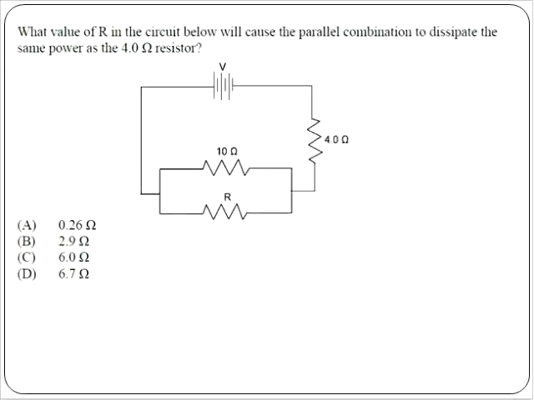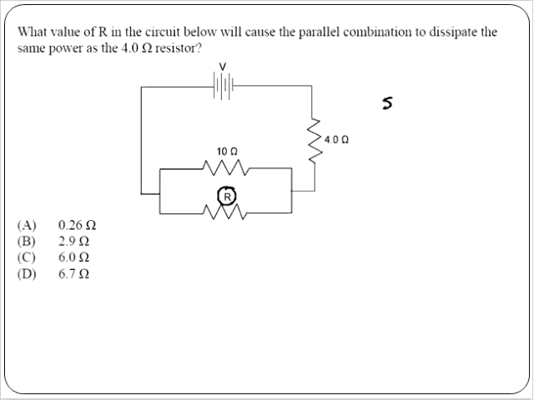All right, let's try this one. We've got a combination circuit. So it's kind of a combination of what we did in topic 10 and what we're doing now with power. And a lot of times in the circuit analysis question on part 2, they'll also have a part where you have to calculate the power in a certain resistor. In this one it says, what value of R in this circuit would cause the parallel combination to dissipate the same power as the 4 ohm resistor?